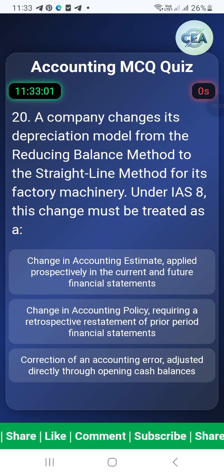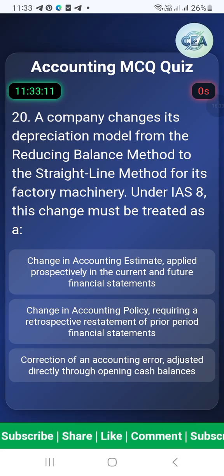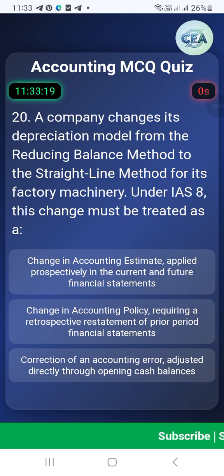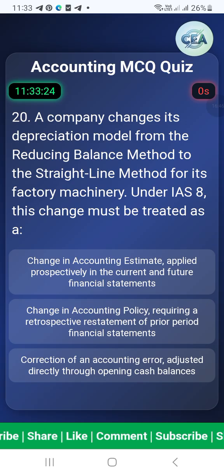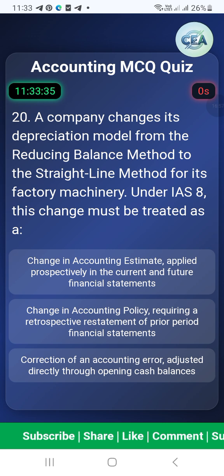20. A company changes its depreciation model from the reducing balance method to the straight line method for its factory machinery. Under IAS 8, this change must be treated as: Option 1. Change in accounting estimate, applied prospectively in the current and future financial statements. Option 2. Change in accounting policy, requiring a retrospective restatement of prior period financial statements. Option 3. Correction of an accounting error, adjusted directly through opening cash balances.